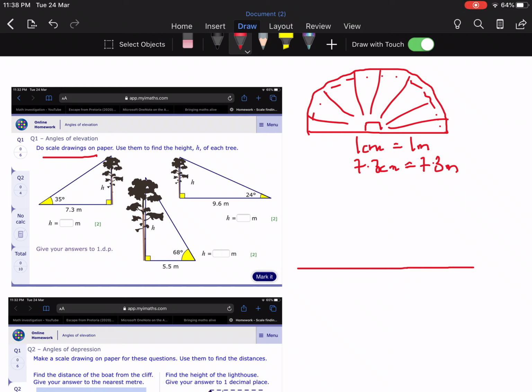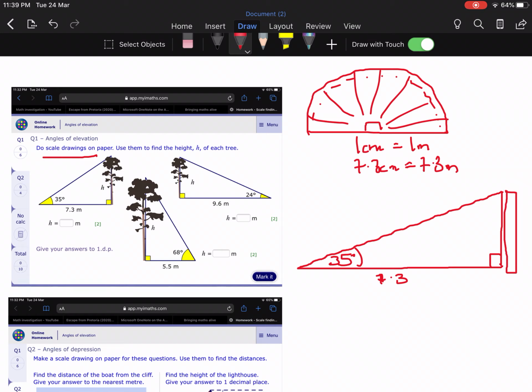So on my book, I would obviously draw a nice straight line of 7.3 using my ruler. Then I would get my protractor and I would mark a line going across, excuse the shaky line, 35. Now that would have to be using your protractor, so that's got to be pretty accurate. And then you will end up generating a height here, which you will then take your ruler and measure what that is.